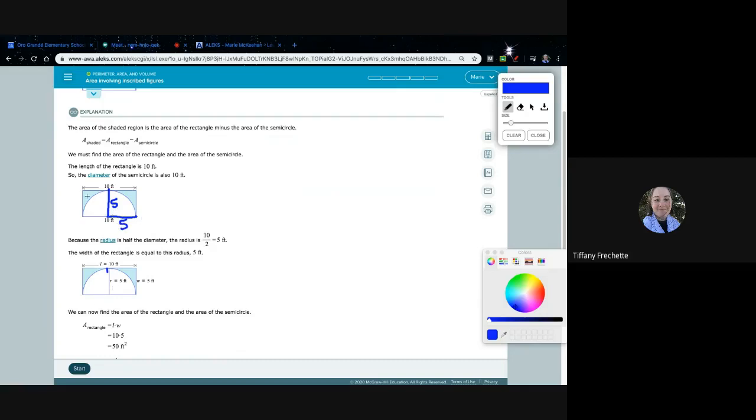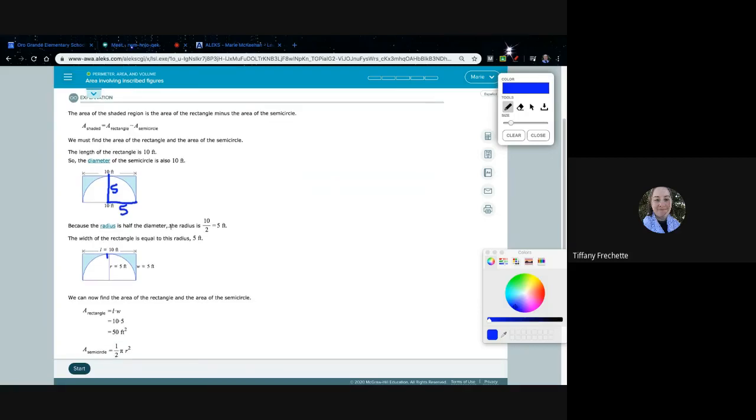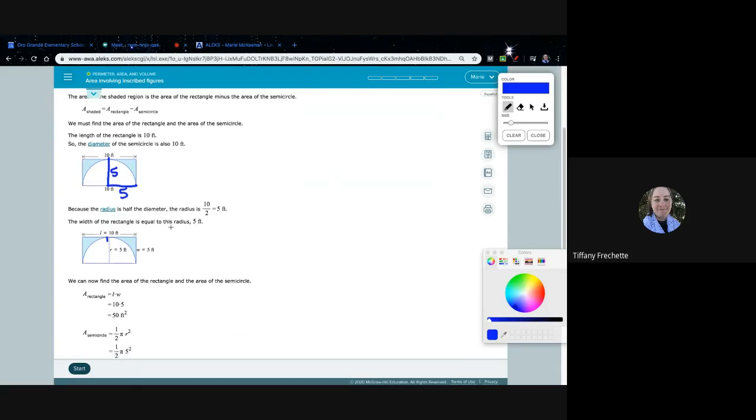Once I have one, I know them all. So they are expecting you to manipulate the properties of a circle in order to get the numbers you need, because we're only given one number to start with, but we can solve this.